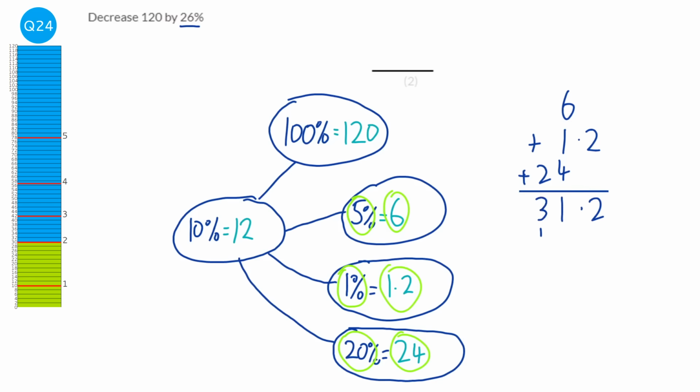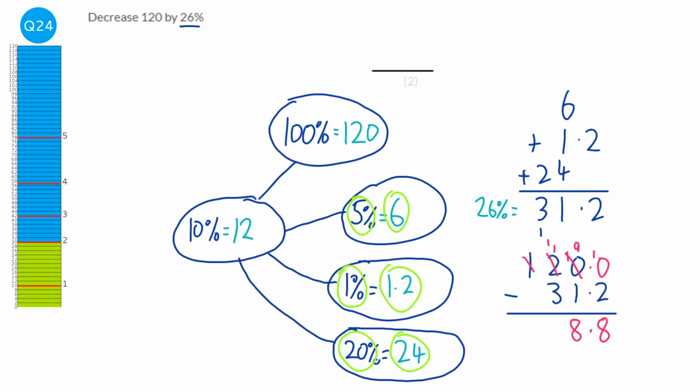Now, it says to decrease it by 26%. So 26% is 31.2, so we need to subtract that. So we're going to do 120 take away 31.2. So I need to borrow 1 from the 2 to make that a 10, borrow 1 there to make that a 10, and that would be a 9. So 10 take away 2 is 8. 9 take away 1 is 8. And there's a 1 here, so we need to borrow that 1. That's 11 take away 3, which is 8. So our answer is 88.8.